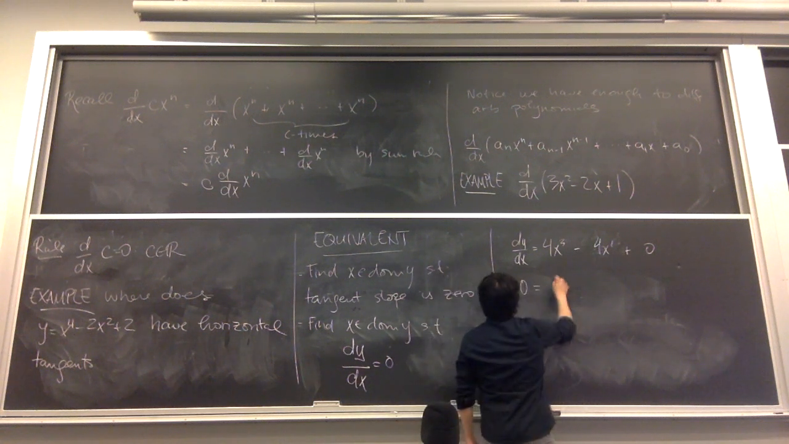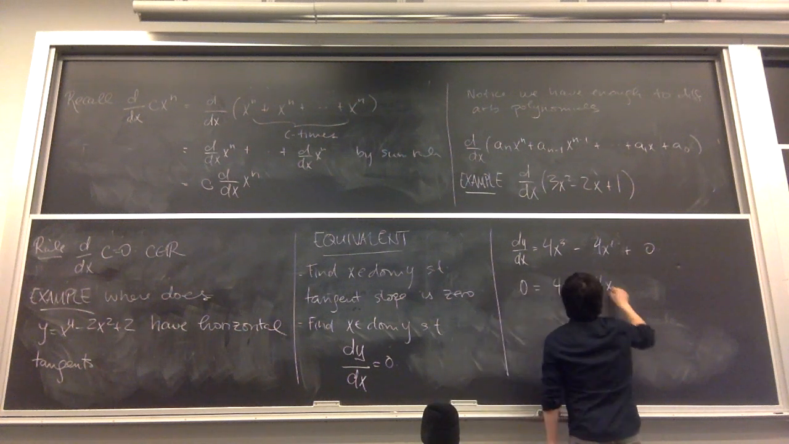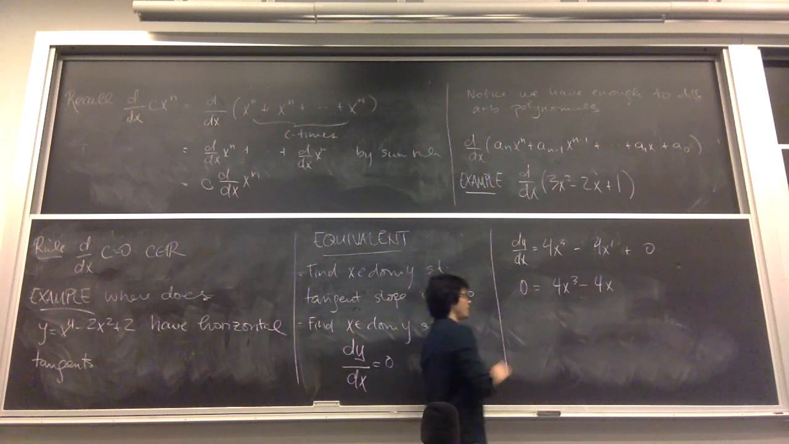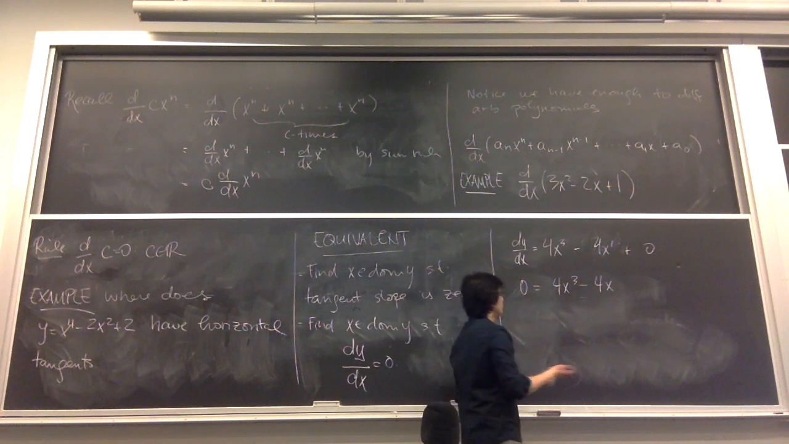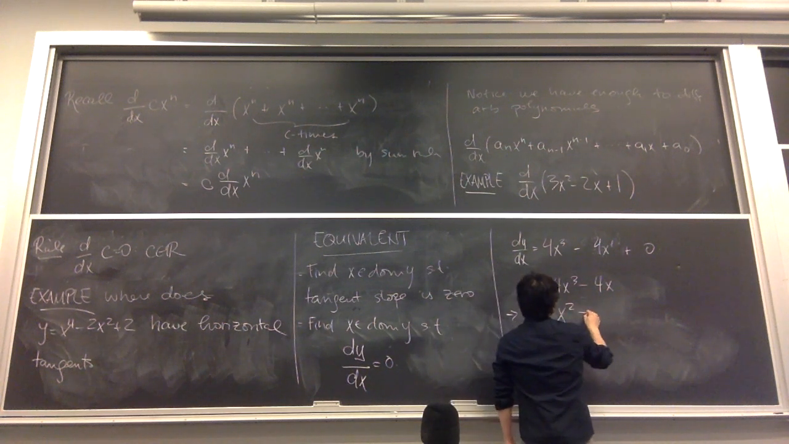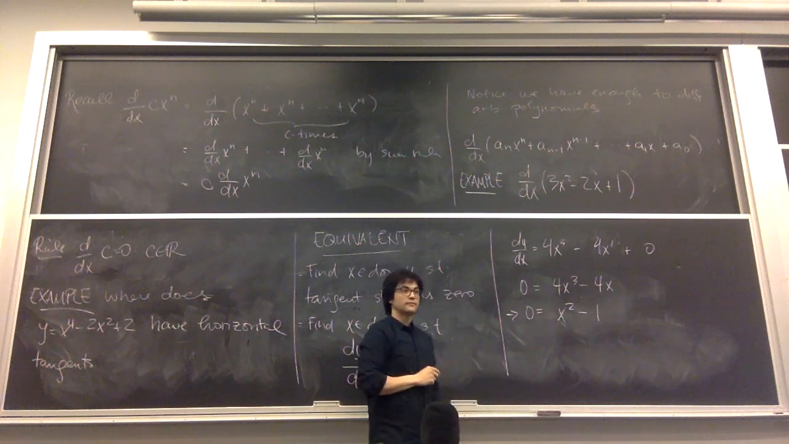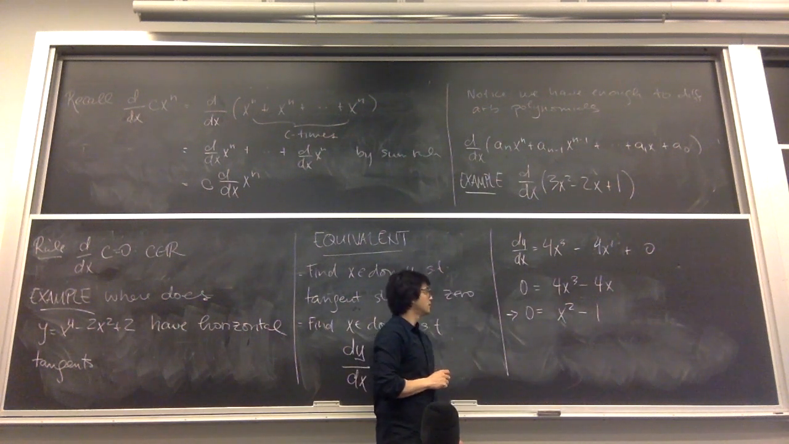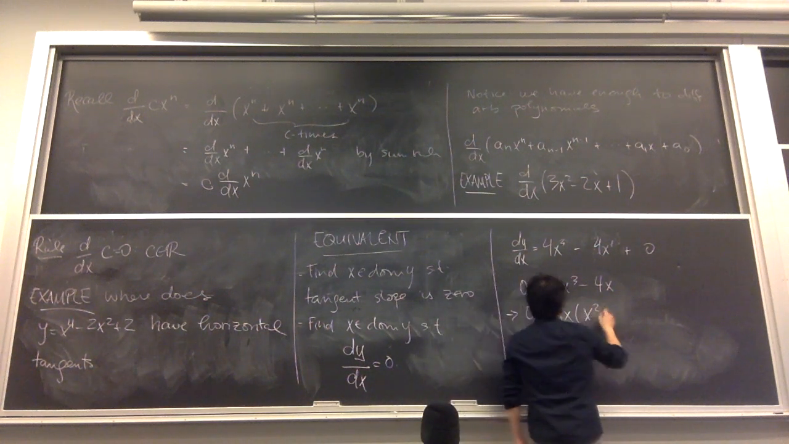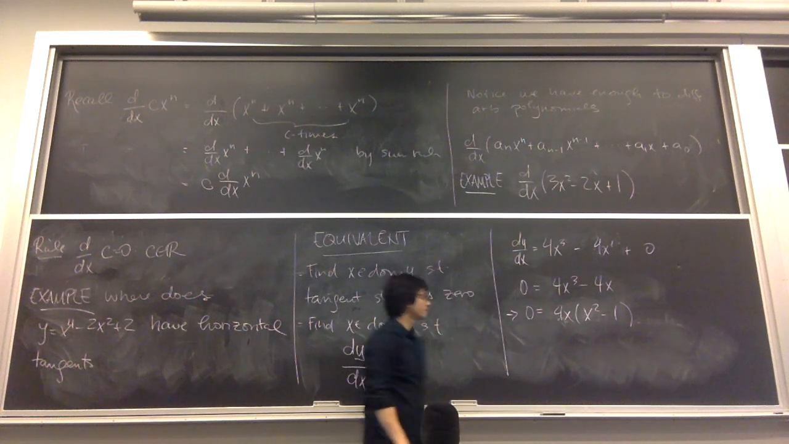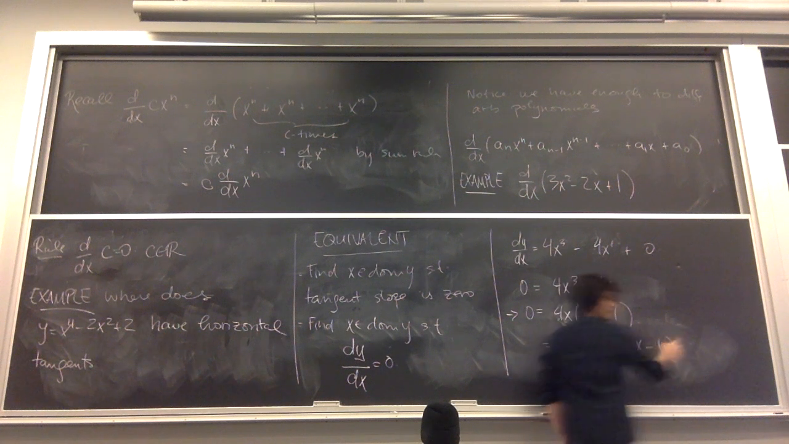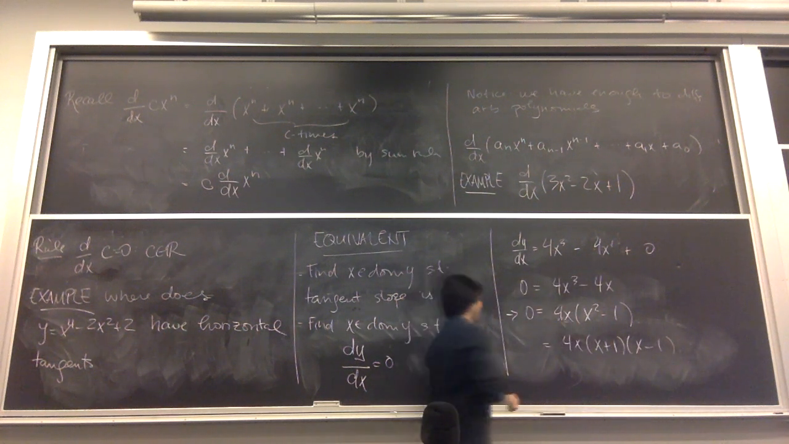This is equal to 0 when 4x cubed minus 4x is equal to 0. So I just remove an x, and a 4. I remove a 4x. So I get 0 is equal to x squared minus 1. You told me to remove a 4x. Factor it out: 4x times x squared minus 1. And then you can expand in the middle. This is 4x, x plus 1, x minus 1. So what are the solutions? x equals 0, plus or minus 1.